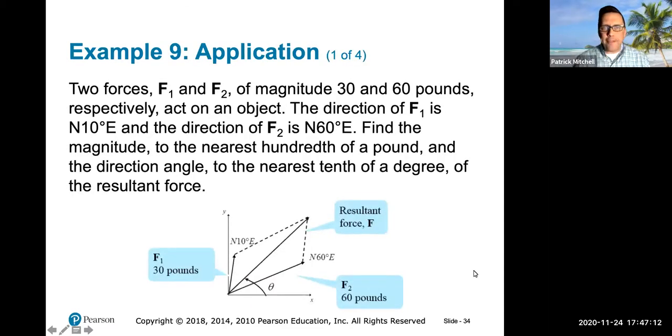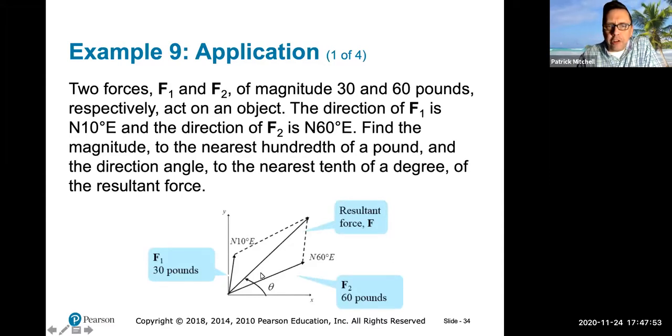All right, this is my favorite kind of application problem for vectors. An example of resultant force. Two forces F1 and F2 of magnitude 30 and 60 pounds, respectively, act on an object. The direction of F1 is north 10 degrees east, and the direction of F2 is north 60 degrees east. Find the magnitude to the nearest hundredth of a pound and the direction angle to the nearest tenth of a degree of the resultant force.